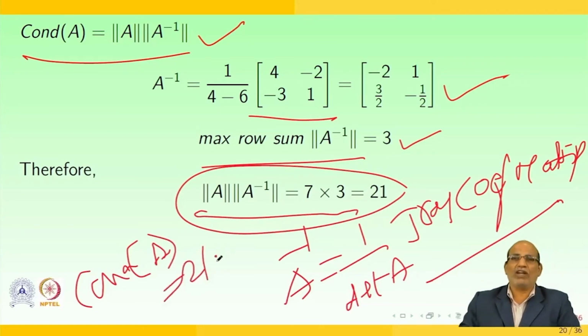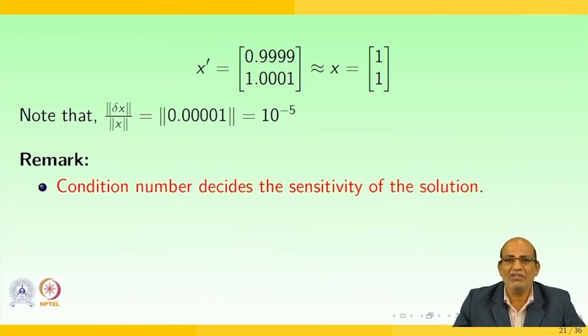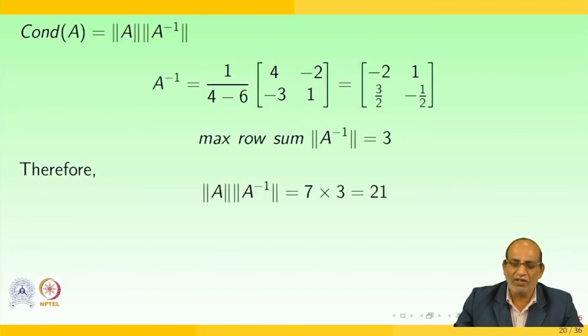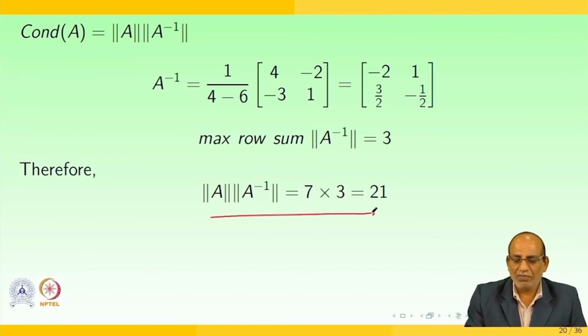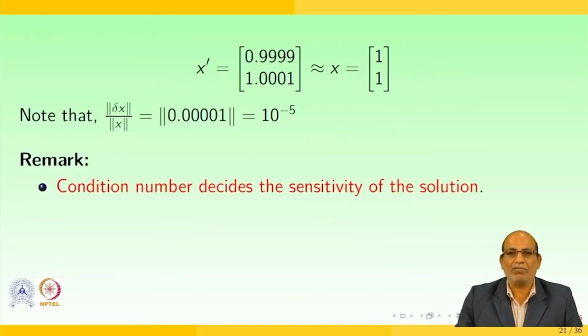Okay, so now what is the conclusion you can draw from this condition number? As already we spoke, the condition number will decide the stability of the system. Having had this definition, the condition number is a bigger number, it is 21, so therefore it will lead to an unstable solution. So the condition number is norm of A times norm of A inverse, which is 21. Okay, fine. So 21 is a bigger number, so it will lead to an unstable solution.